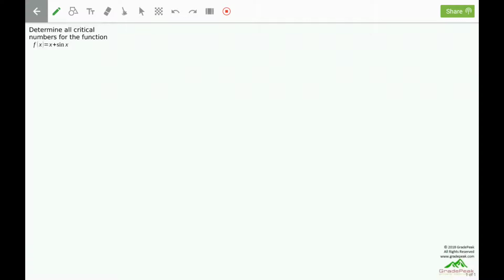The first thing to do is find the domain. F of x equals x plus sine of x is made up of two terms, x, a polynomial, whose domain is all reals, and sine of x, whose domain is also all reals. So the domain here will be all real numbers, or negative infinity to positive infinity.